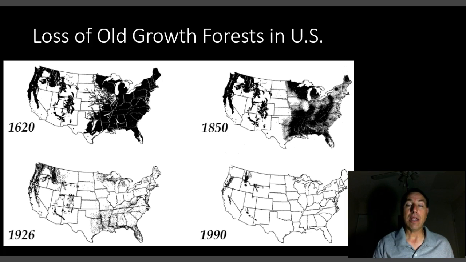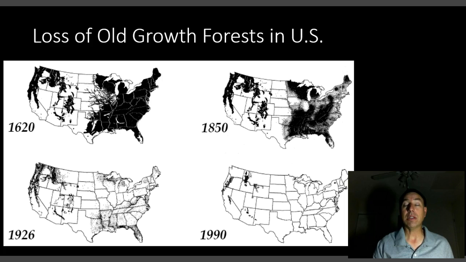As time went on, in the 1850s, we started moving from the East Coast deeper into the country, and our forests were disappearing. Once again, we were building buildings with them. We were using them for wood. We were clearing the area for crops. And by 1926, most of the old growth forests in the United States were gone.